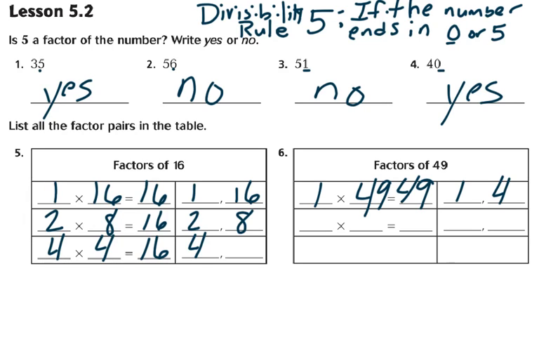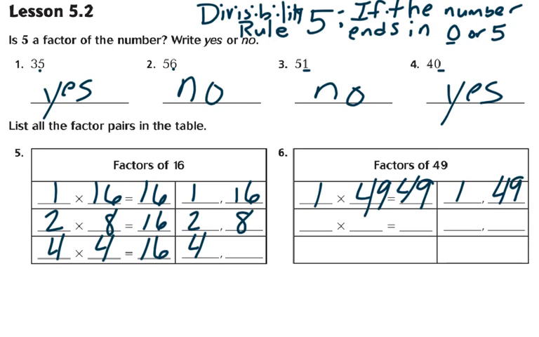I have 1 and 49 as factors. Then I really have to think about this. What is the other factor pair that gets me to 49? Is it 2? Nope, it's not even. Is it 3? No, the sum of my digits is 4 plus 9, which gives me 13. That is not divisible by 3. Is it 4?